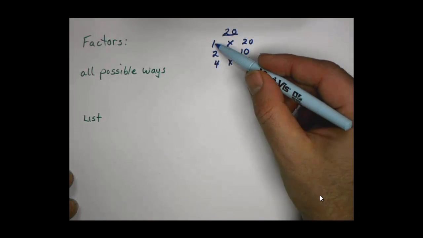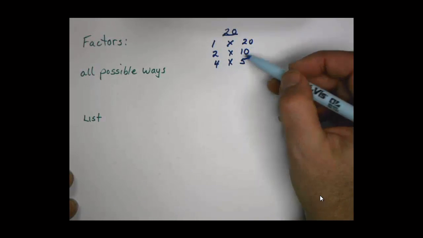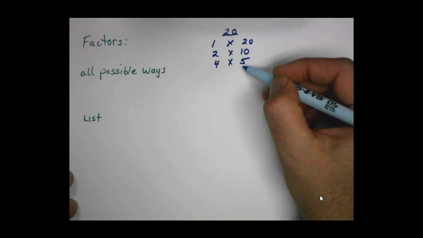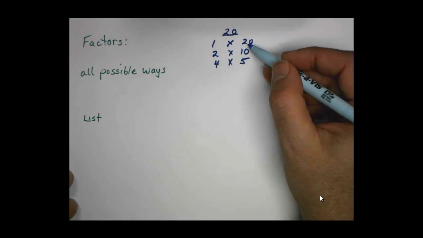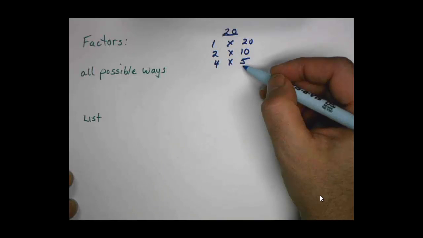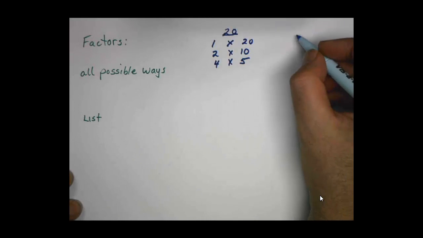Now a good check as we do this is this side goes up, this side goes down. And that's going to be our good check in how we do these problems to make sure we got all the factors. Let's do another one.